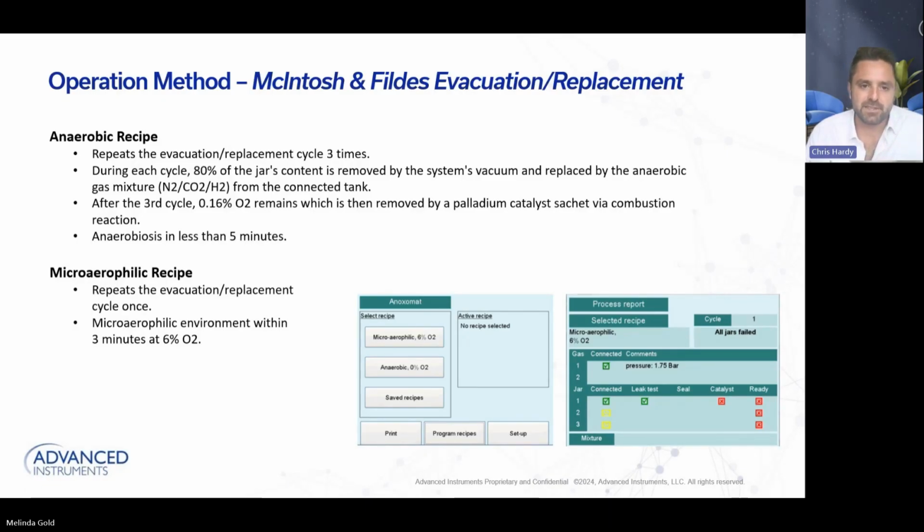For the anaerobic recipe, it does this evacuation replacement 3 times. At each time, 80% of the jar contents is removed by the system. And after the 3rd cycle, there's 0.16% oxygen remaining. And then we have a palladium catalyst to sequester the rest of it to create the true anaerobic environment. And you have an anaerobic environment in 5 minutes.